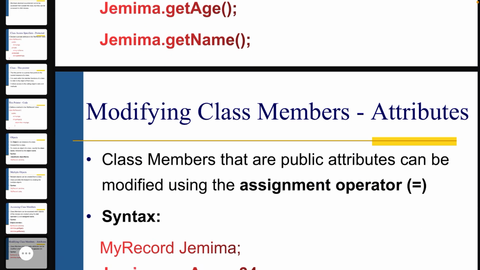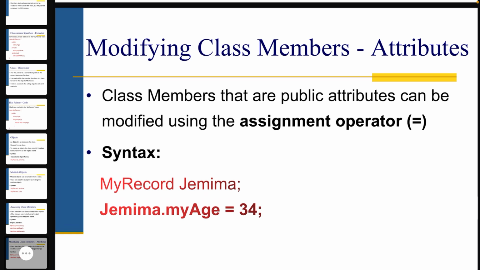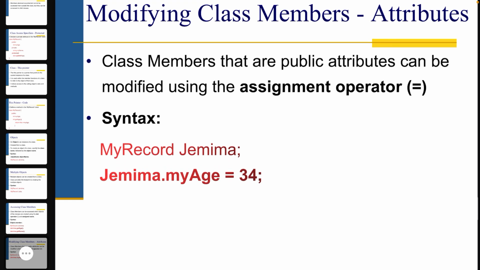Modifying class members, or the attributes of a class. Class members that are public attributes can be modified using the assignment operator, which is the equal to sign.